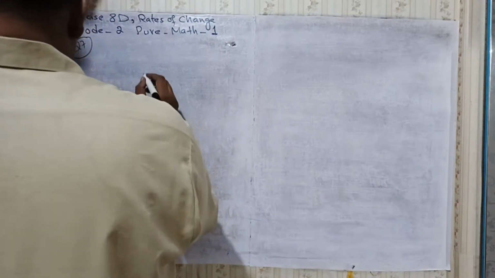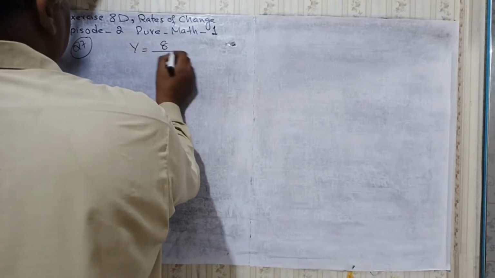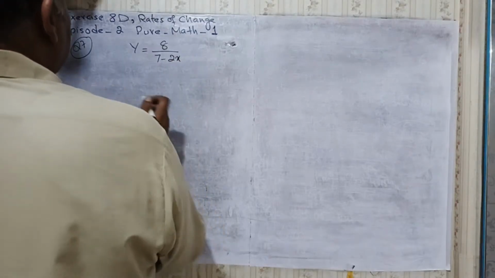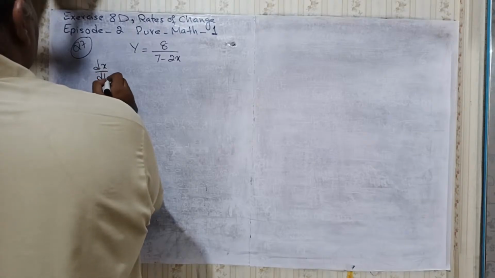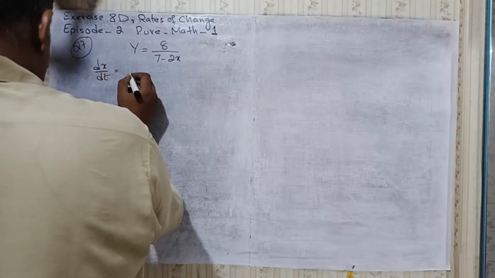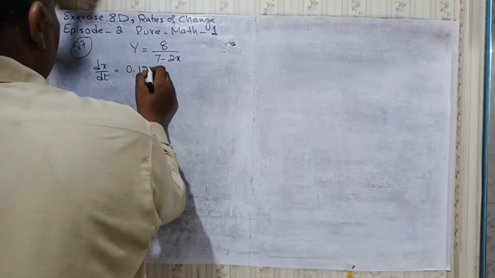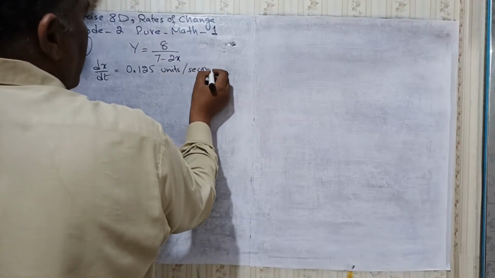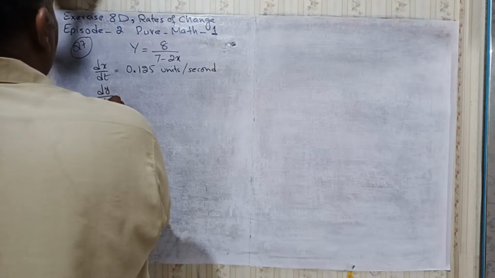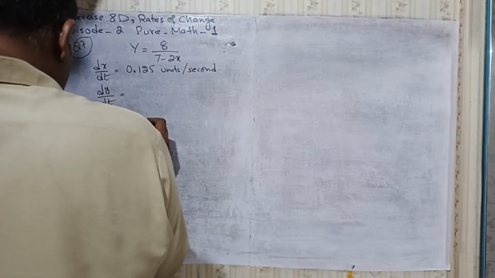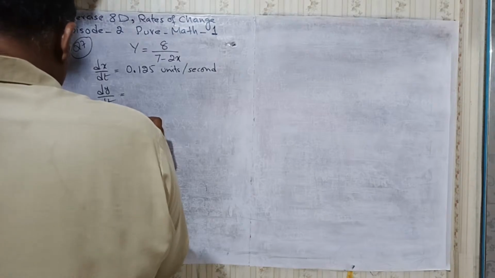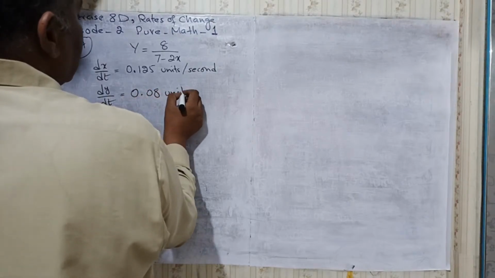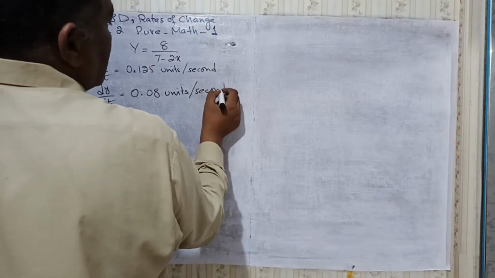The y is equals to 8 divided by 7 minus 2x. Okay, the dx by the dt is given. This is 0.125 units per second, and the dy by the dt is also given. That is equals to 0.08 units per second. This is the data given.